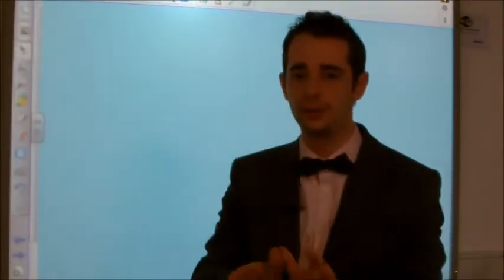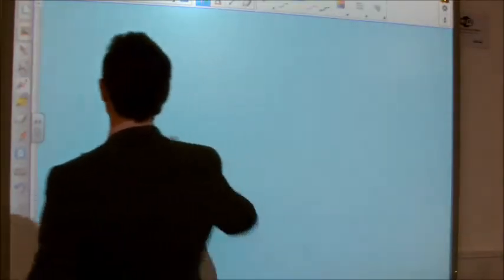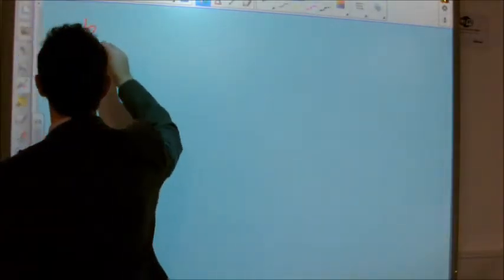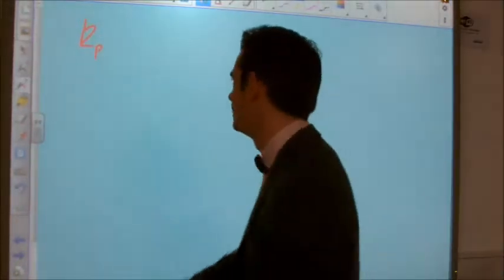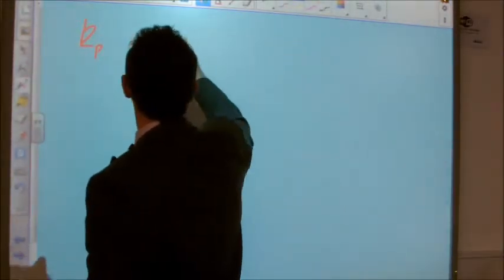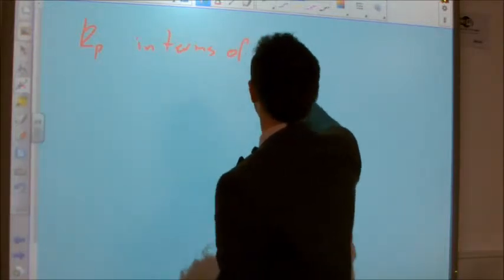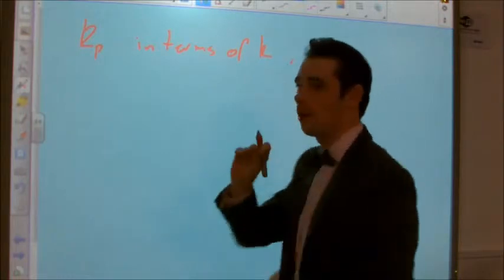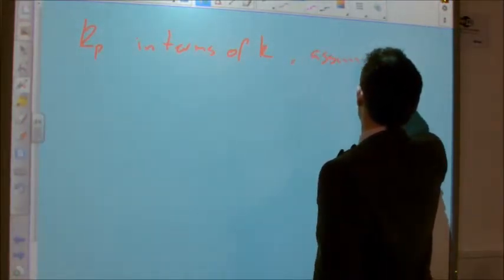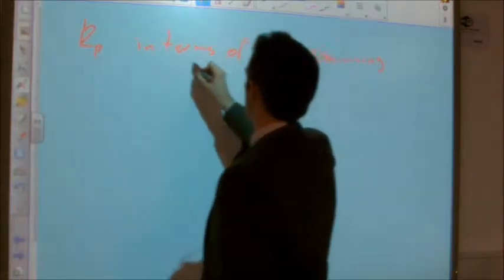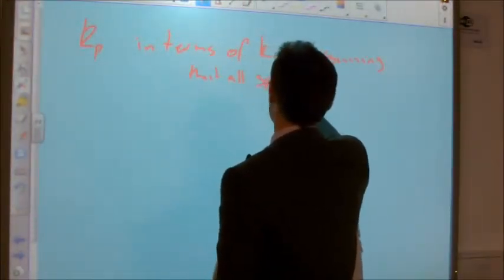Okay, so let's go through this. Let's just give you a quick hint if you haven't quite got there. What I asked you to do was find Kp, the spring stiffness constant for our parallel spring system, in terms of k, again with our big assumption that all springs are identical.